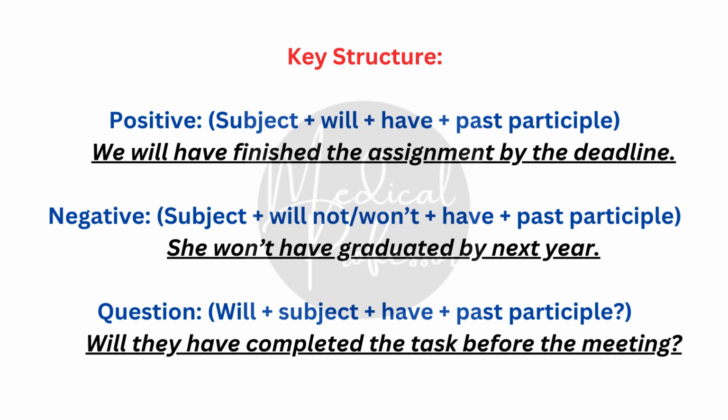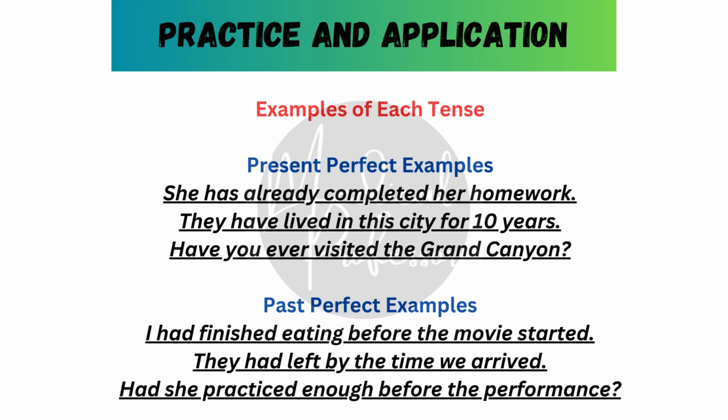Negative sentences, subject plus will not plus have plus past participle. For example, she won't have graduated by next year. Question form, will plus subject plus have plus past participle. Will they have completed the task before the meeting? Perfect tenses allow us to express the connection between actions and time. Whether it's the present, past, or future, these tenses emphasize the completion of an action relative to other events or time.